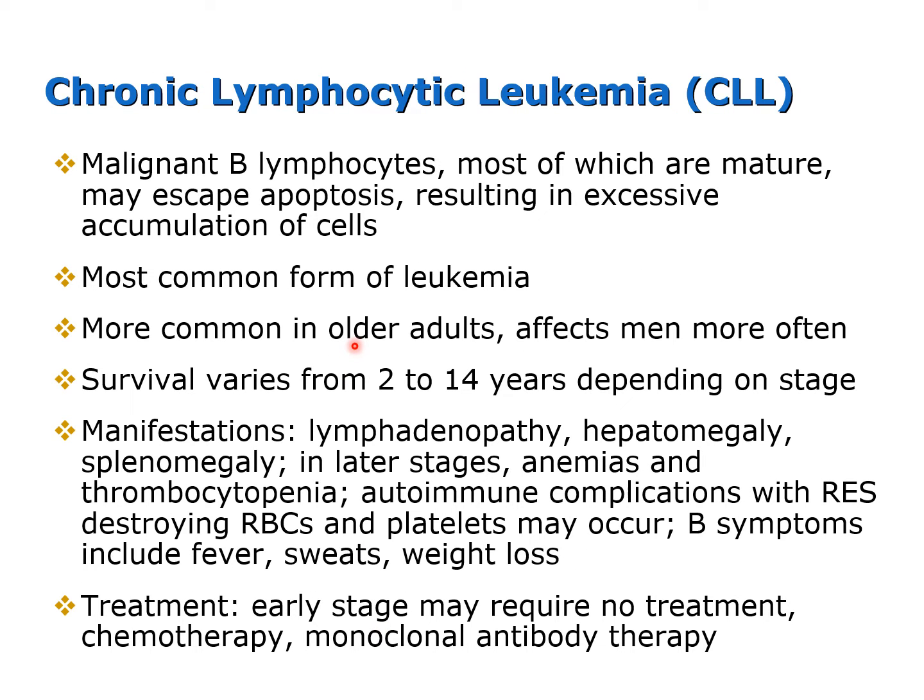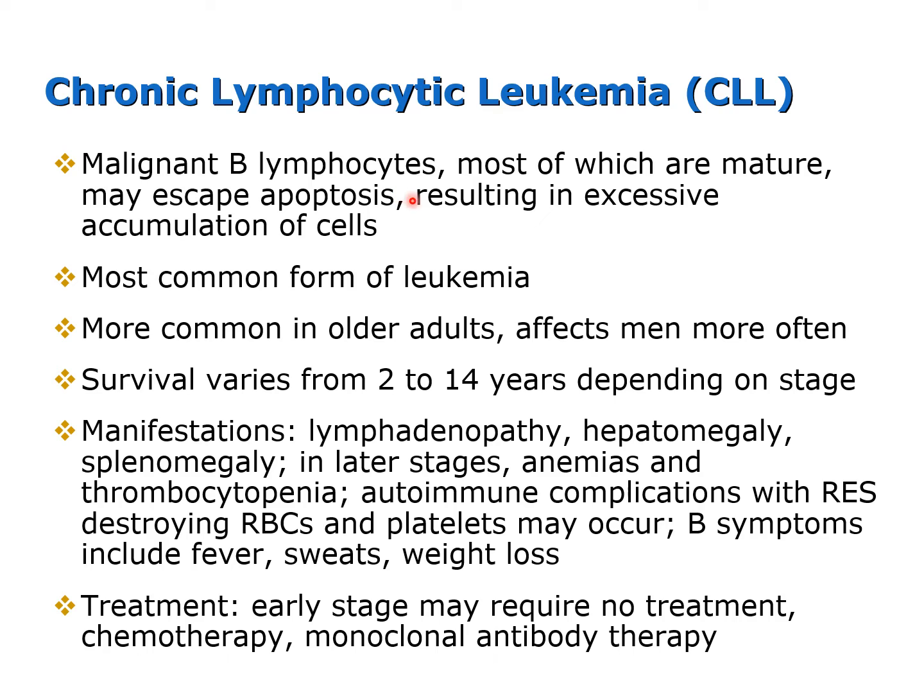For chronic lymphocytic leukemia, CLL, you're getting what are known as malignant B lymphocytes, most of which are mature. They may escape apoptosis. So apoptosis is programmed cell death. Your cells are supposed to die off. It's supposed to be a normal and controlled part of an organism's growth and development, that they go through this process.